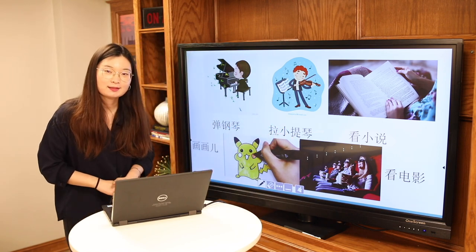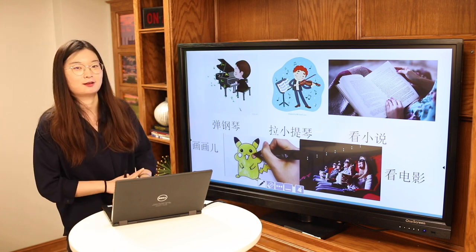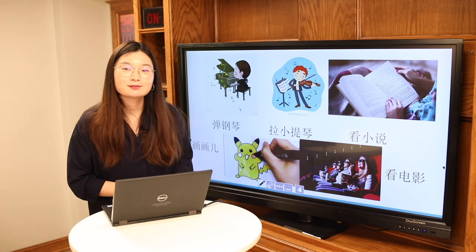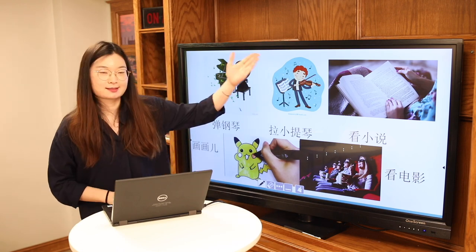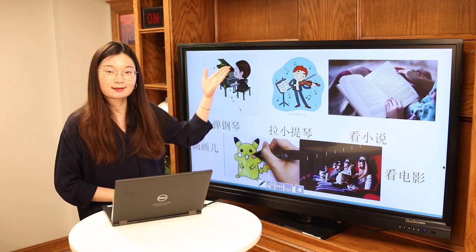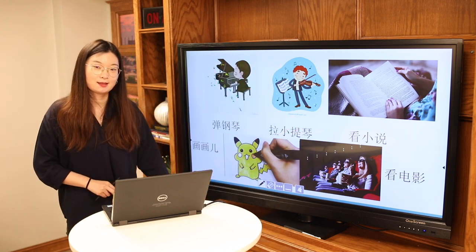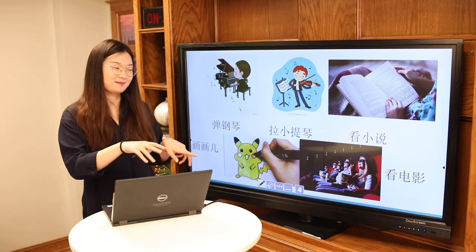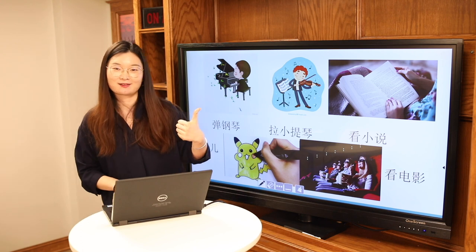The second one, I would like you to draw a picture for 弹钢琴. So which one is 弹钢琴? 弹钢琴. Play the piano, 弹钢琴. Do you get this one correct?